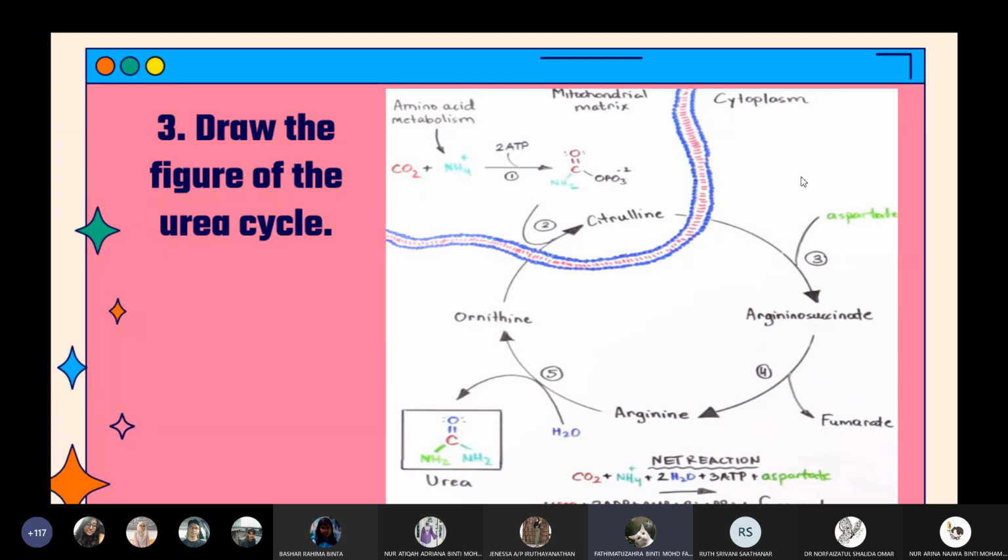The last step, the fifth step, the enzyme arginase acts on the arginine and cleaves it to produce urea and ornithine. Remember ornithine from our second step. This ornithine will be used again for the next cycle, whereas the urea, which is a soluble compound, dissolves into the blood and is transported to the kidney to be filtered and excreted in the form of urine. So that is all for the urea cycle. Thank you so much.